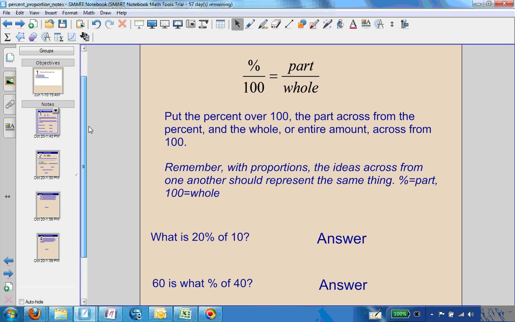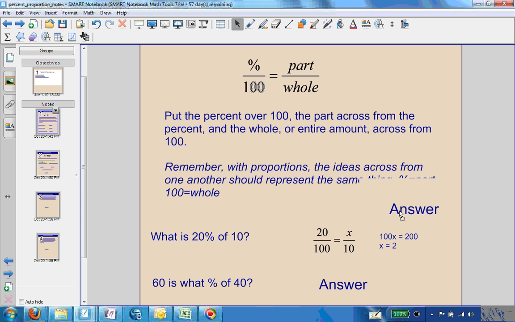So let's set up a couple of these. For example, what is 20% of 10? So we're trying to find 20% of 10. So 10 is our whole in this example instead of 100. And we're trying to find 20% of it.